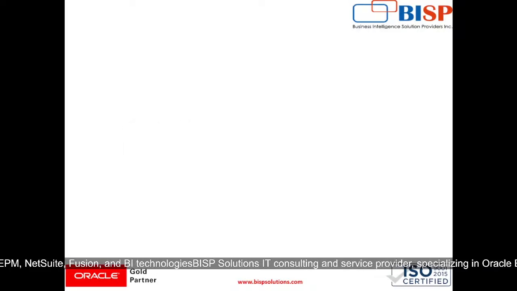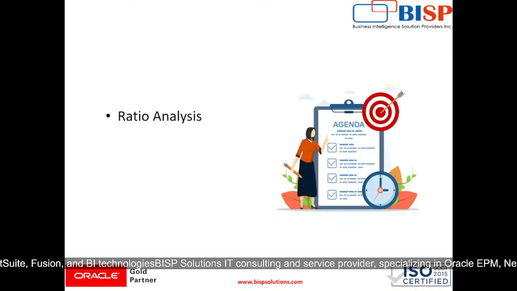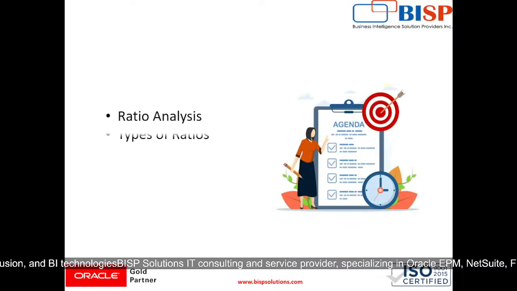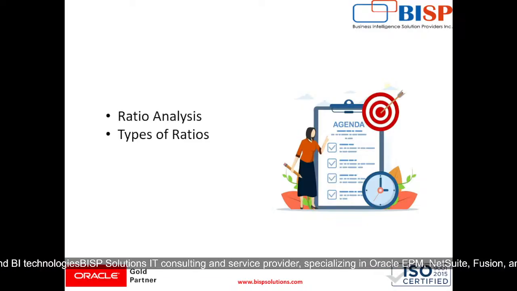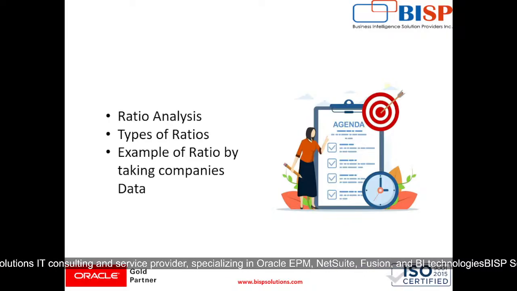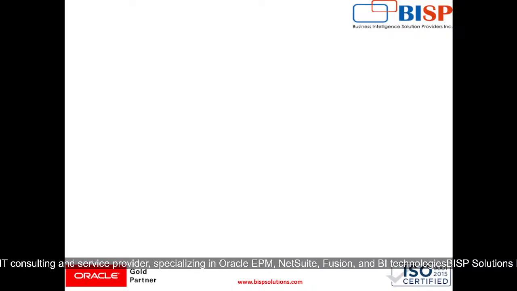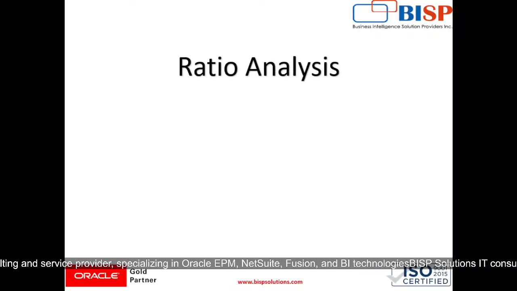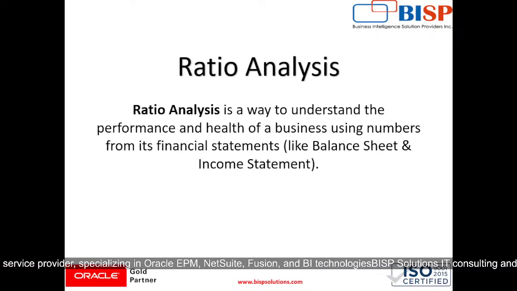Now moving forward, today we will be understanding the types of ratios and an example of ratio analysis by taking a company's data. So first of all, what is ratio analysis? Ratio analysis is a way to understand the performance and health of a business using numbers from its financial statements like the balance sheet and income statement.